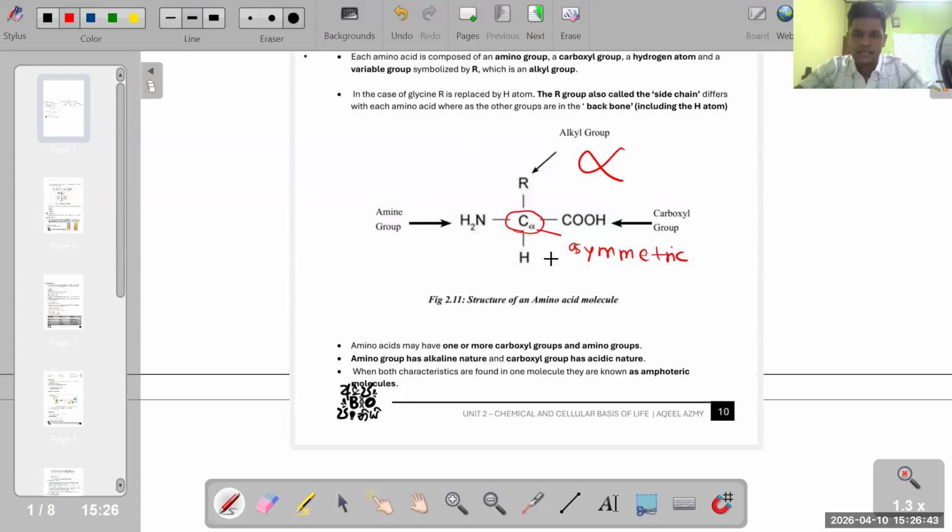So if this is one amino acid, how many such amino acids are required to form a protein? Twenty. Very good. So twenty will be involved in forming a protein. But are the twenty equal to each other? Are they identical? Yes or no? Are they identical or are they different from each other?